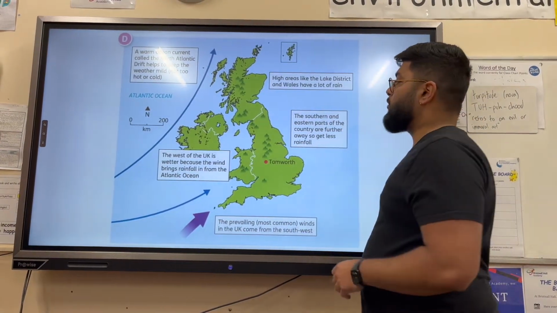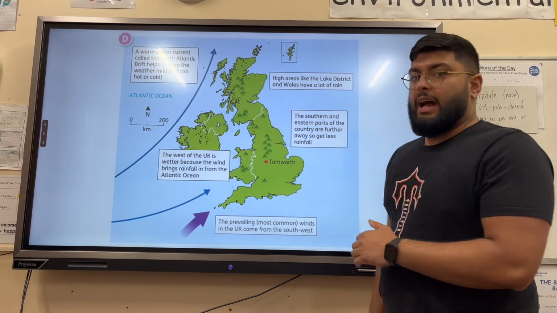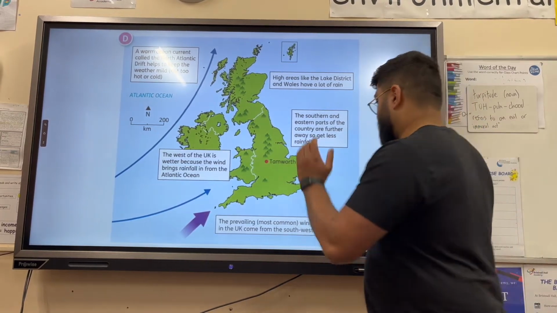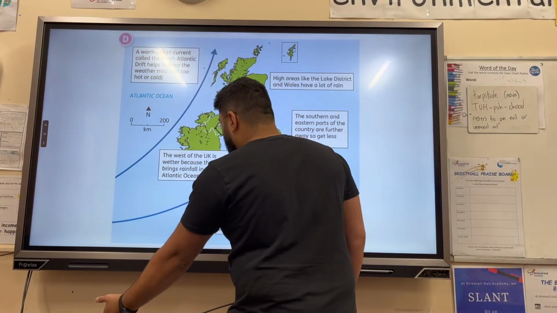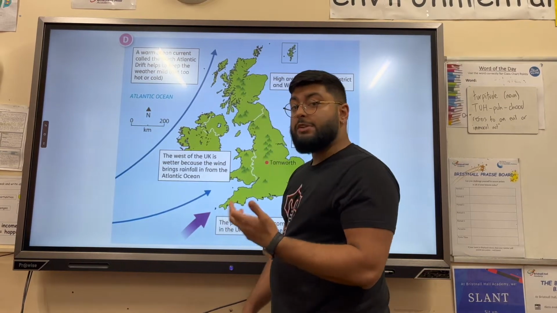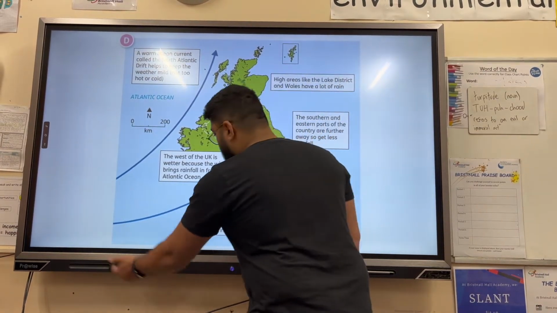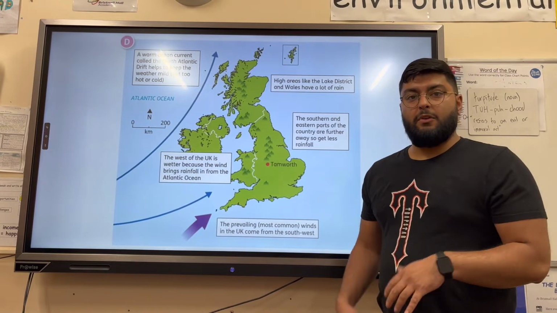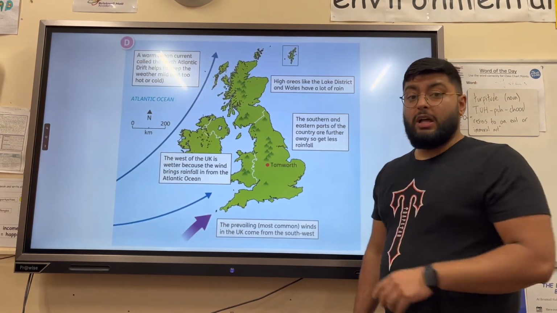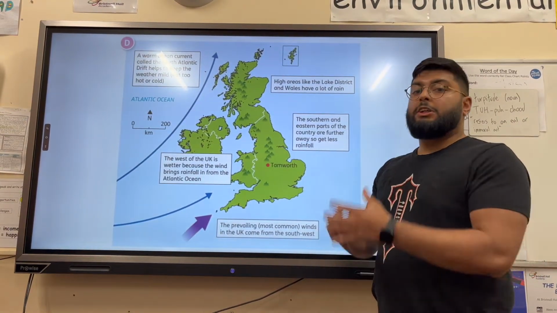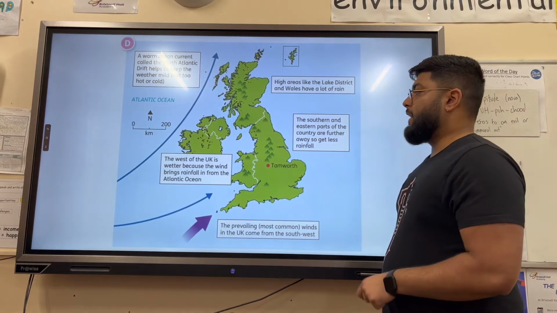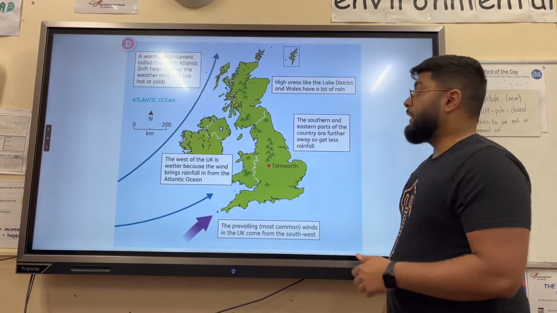The prevailing wind also influences our climate, and our prevailing wind in the UK is southwesterly. That means it comes from the southwest. If you think about what's there in the southwest of the UK, we've got the Atlantic Ocean, where we saw on our synoptic chart that low pressure building up. That's why we get so much rain, and we're the windiest nation in Europe.